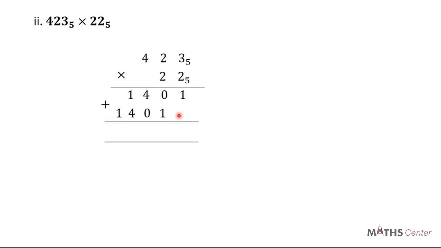So we have 1 plus, there is no number here, which means that is 0. So 1 plus 0 will give us 1. 1 in base 5 is 1. 0 plus 1 will give us 1. 1 in base 5 is 1. 4 plus 0 will give us 4. 4 in base 5 is 4. 1 plus 4 will give us 5. 5 in base 5 is 1 remainder 0. So you write the remainder 0, you carry the 1 forward to the side. We add that 1 to this, which is already 1. So 1 plus 1 will give us 2.